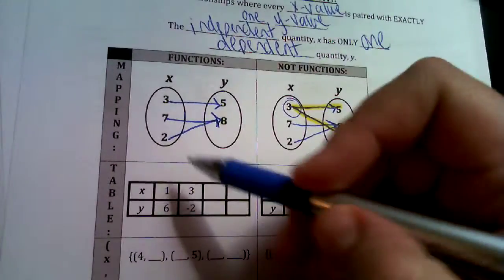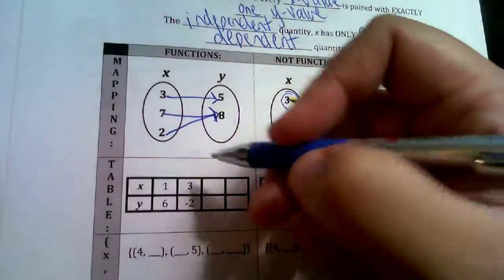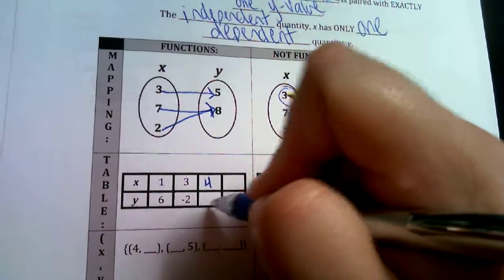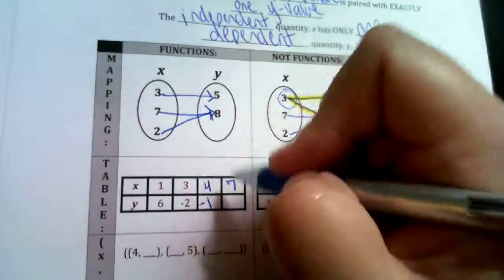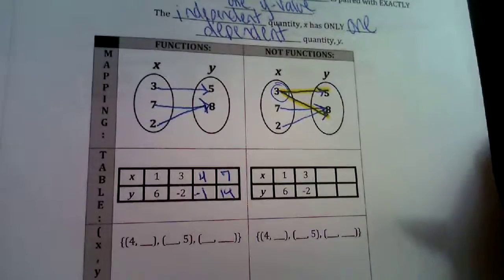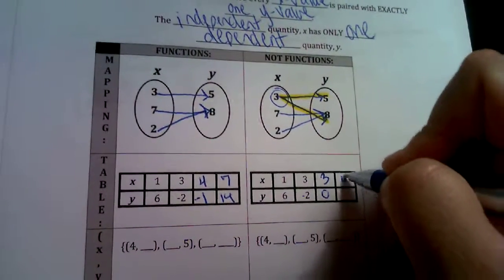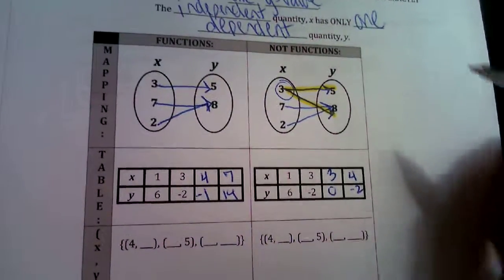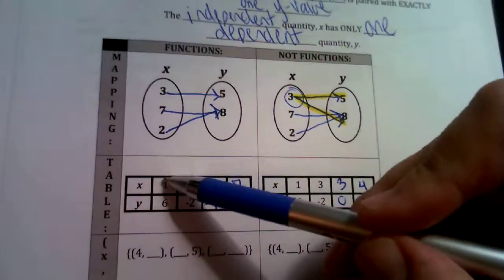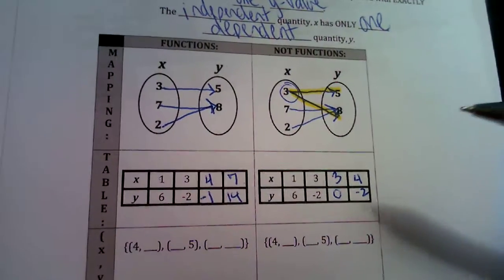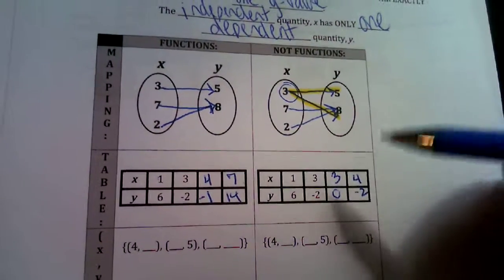And a table, we have our xy table going horizontally. So for a function, we could put any number. 7 and we'll say 14. Whereas this first one, a function has x value only used once: 1, 1, 1, 3, 1, 4, and 1, 7. And the y value is okay, it can actually be repeated.